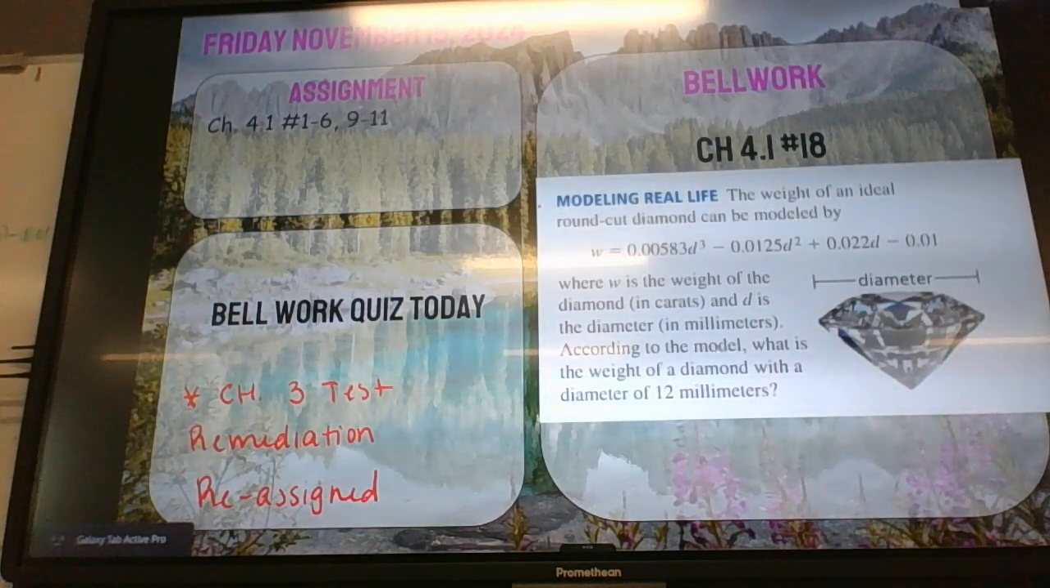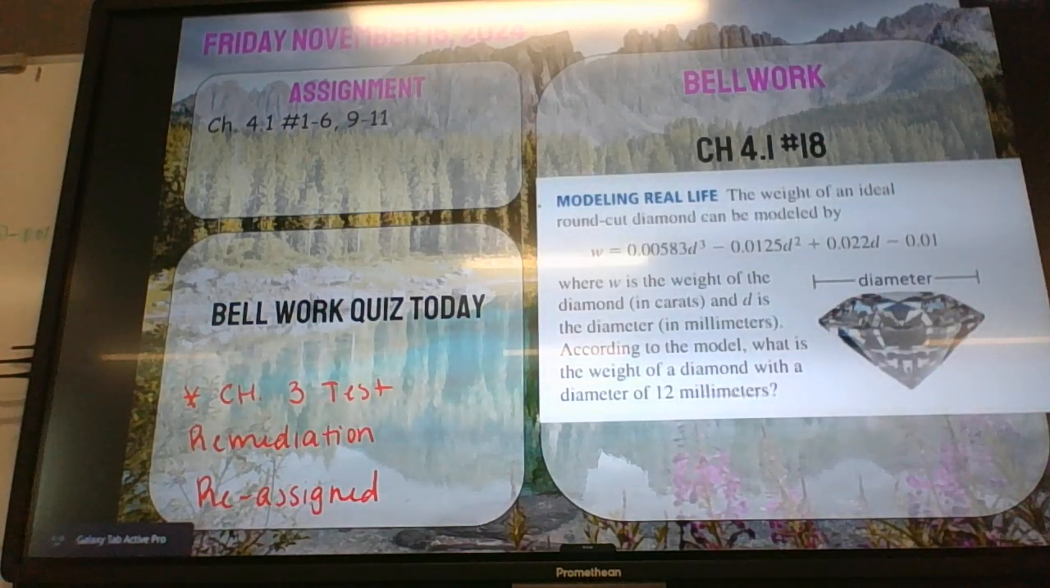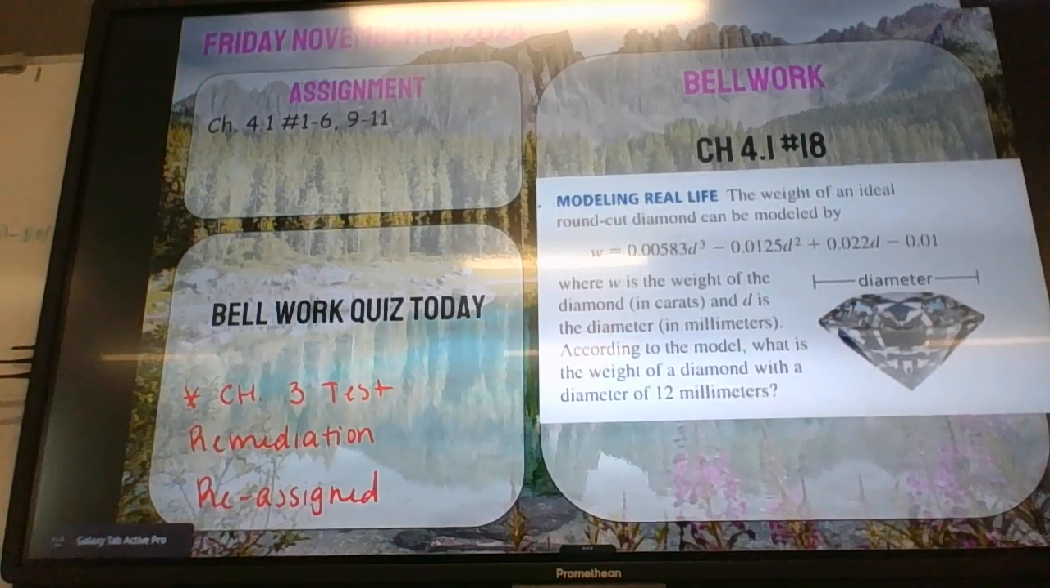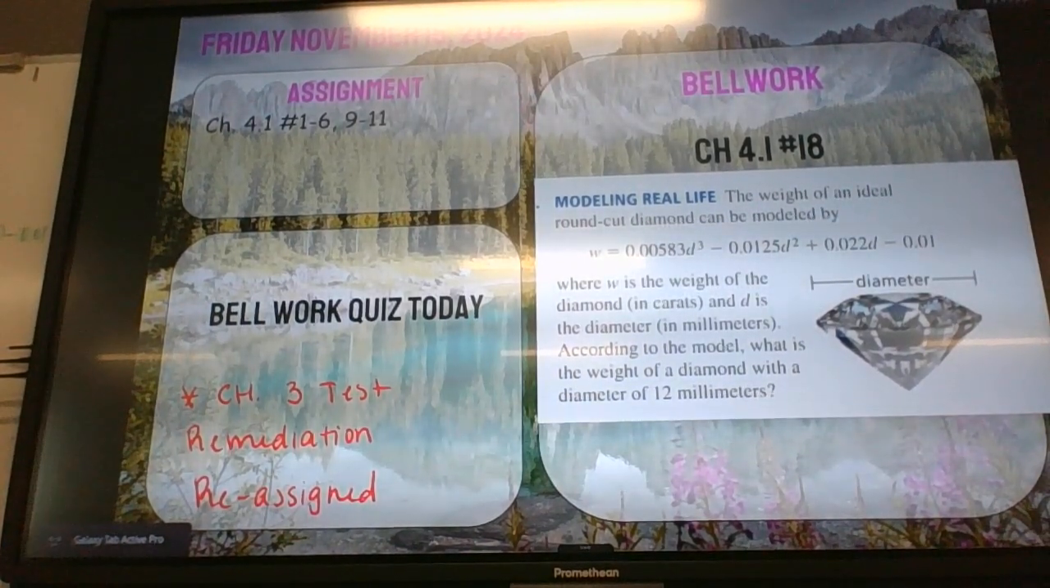So here's a nice complete sentence. The weight of a diamond with a diameter of 12 is like that big. That would be considered 8.53 carats. So if you're ever around a jewelry store, you can check it out. You could say, what's the diameter of this gem? How did you calculate this carat?